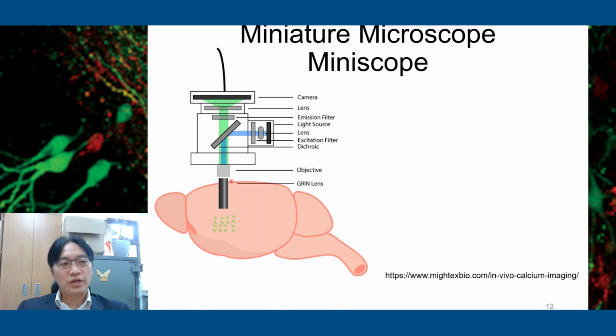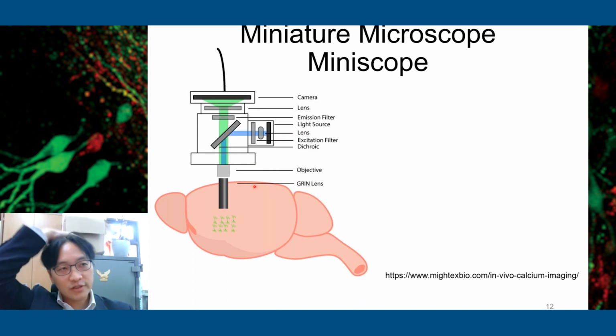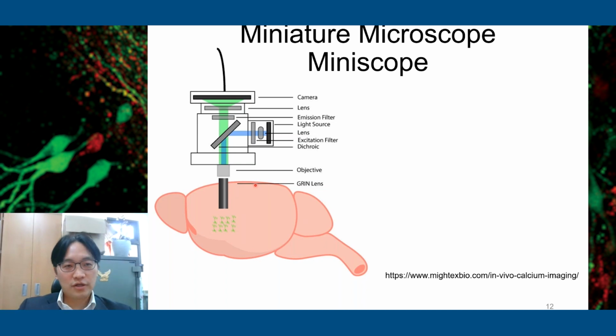So we can have this microscope on the top of the mouse head and let them freely move because it's not that heavy. So they can move around like a small hand. But they all have this microscope function of the lens and cameras.